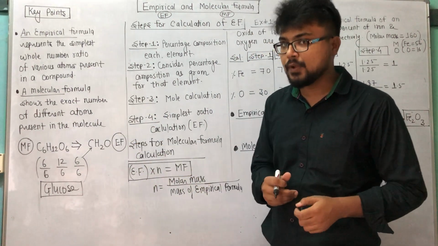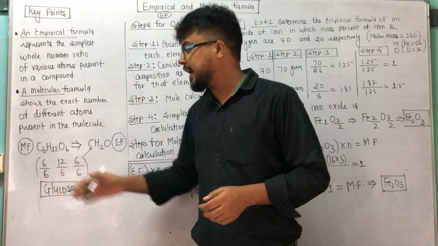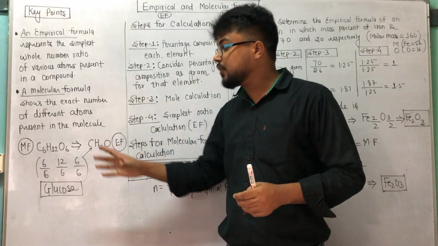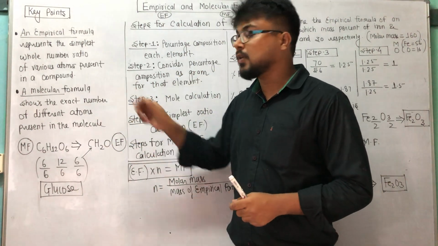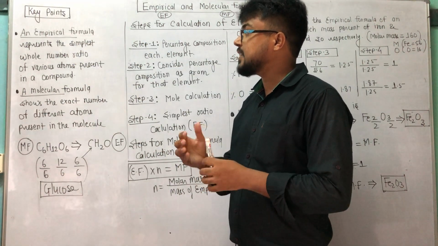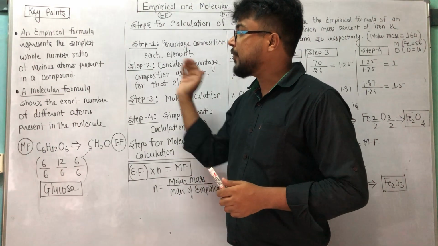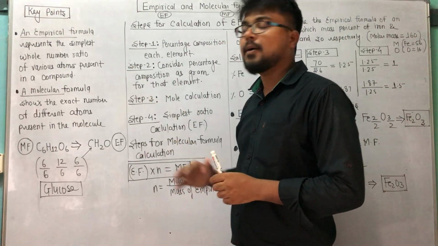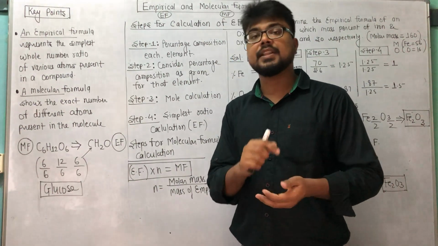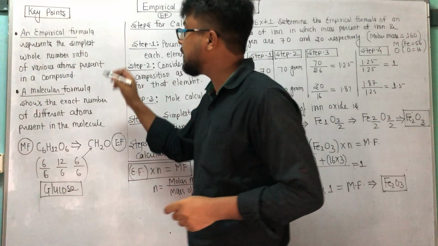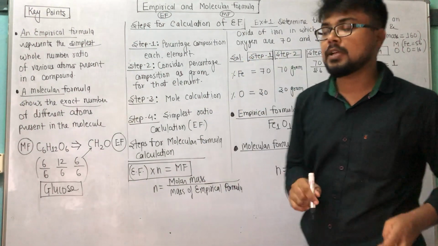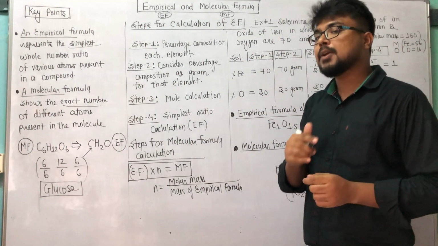EF means empirical formula. And this C6H12O6 is nothing but the exact number of each individual atom in that particular molecule. So as per definition, the empirical formula represents the simplest whole number ratio of various atoms present in the compound, while a molecular formula shows the exact number of different atoms present in the molecule. So the difference is simplest ratio and exact number, correct? These two terms you have to remember for empirical formula and molecular formula.